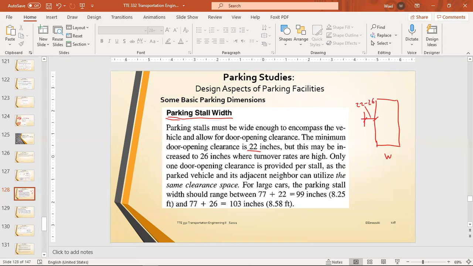To 26. Here it says it may be increased to 26 inch. 22 to 25 in metric units, that's almost 55 centimeter. 26 inch, so it's from 55 centimeter to 65 centimeter. That's additional to the width.